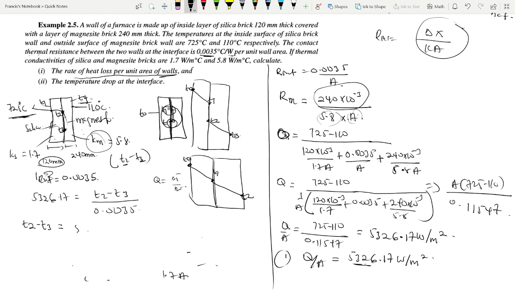So we are going to get 5326.17 times 0.0035. That will give us 18.64 degrees Celsius. So now that becomes our temperature drop.